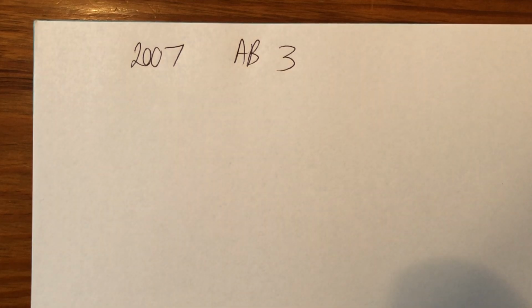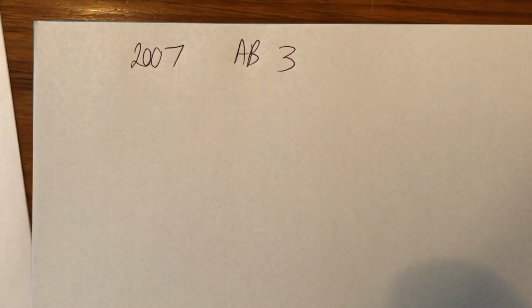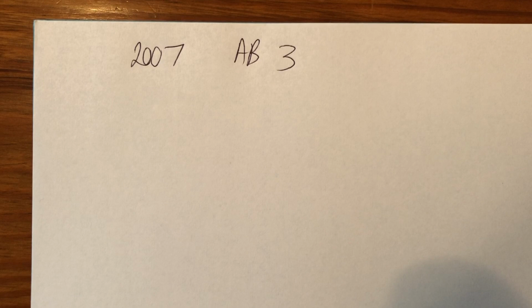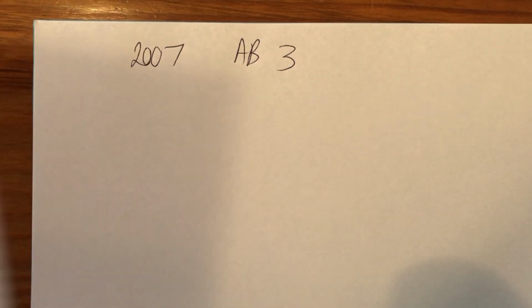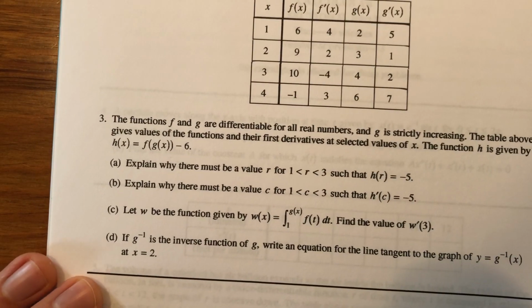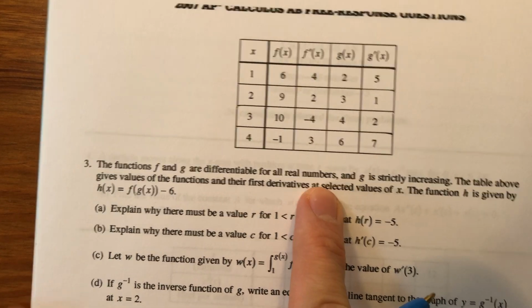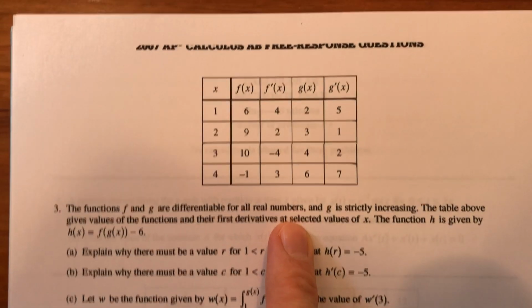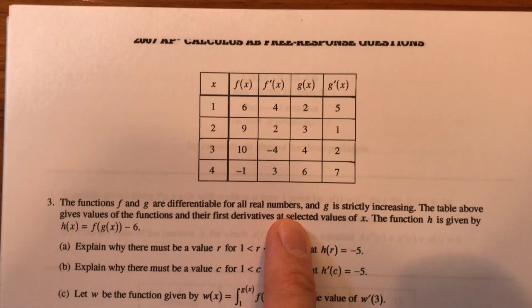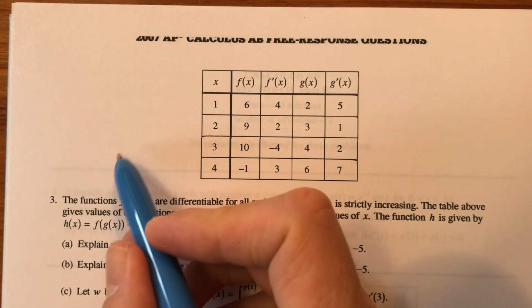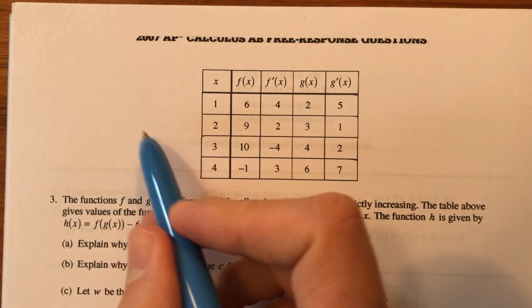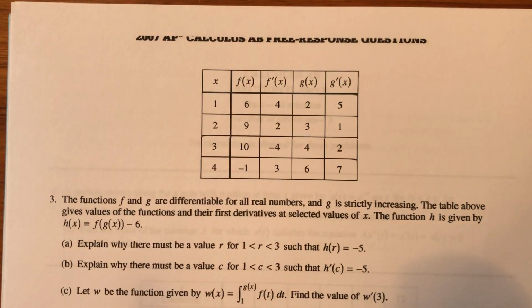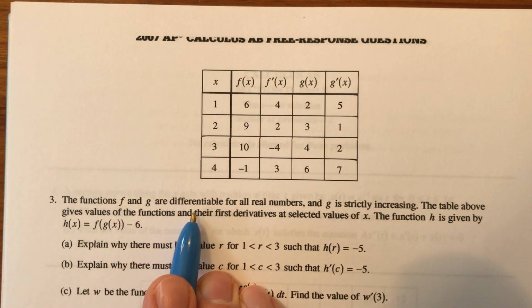Here goes 2007, number 3 on the AB test. It is not the same on the BC test, and this one is fun. All right, the functions f and g are differentiable for all real numbers. Okay, I'm going to stop right there and tell you this. Because they are differentiable, that implies that they are continuous. If I can find the slope somewhere, then I know I have continuity. Differentiability implies continuity. Continuity does not imply differentiability.